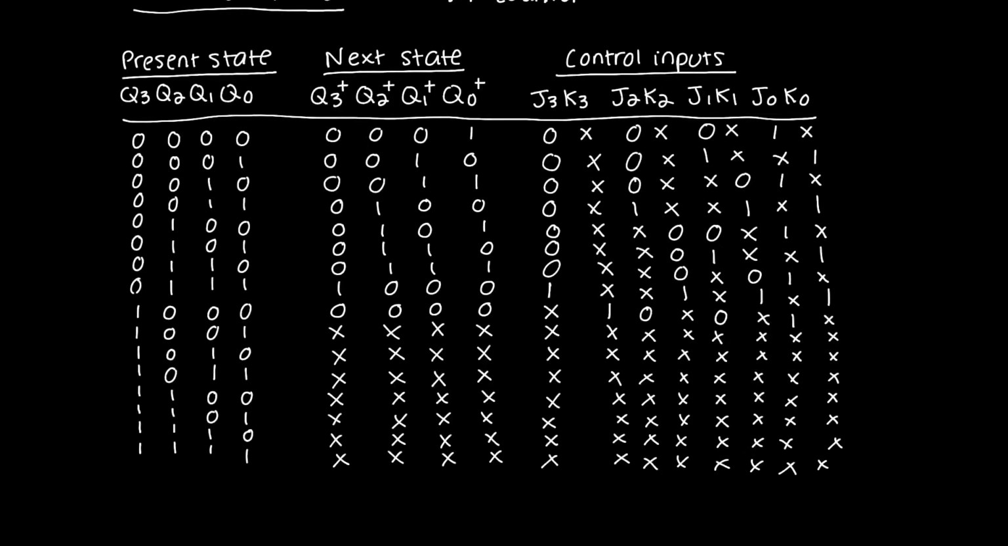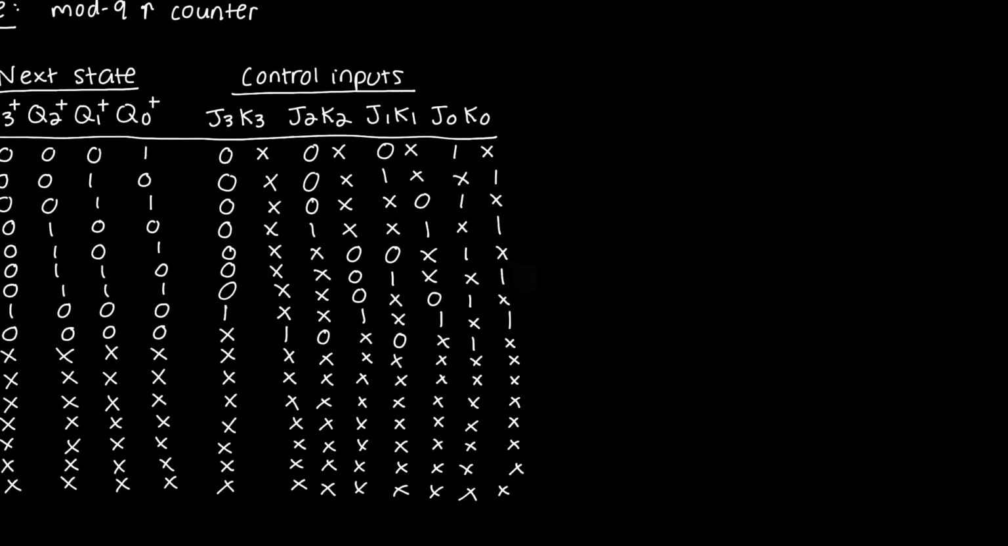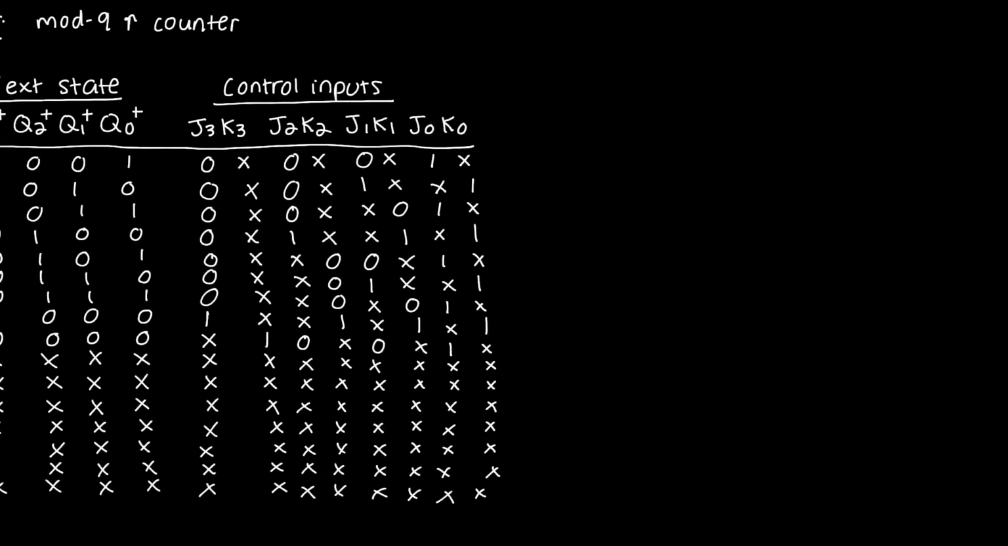So what you should have ended up with is the following excitation table. I filled out the control inputs J3 and K3 all the way to J0 and K0. Now I will do the K-maps with you, because some of you have asked me for a little bit of extra time to do the K-maps. So let's go ahead and do that.